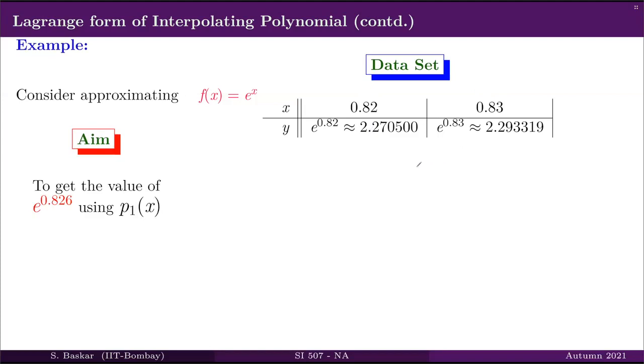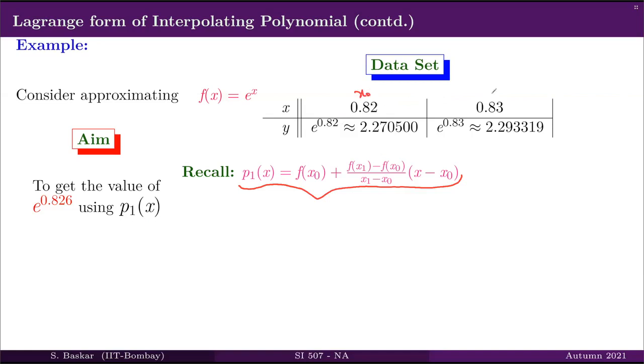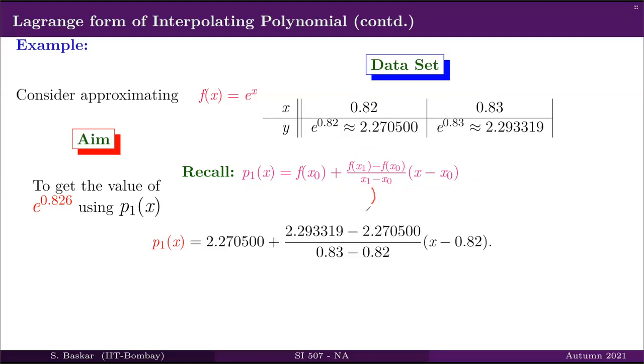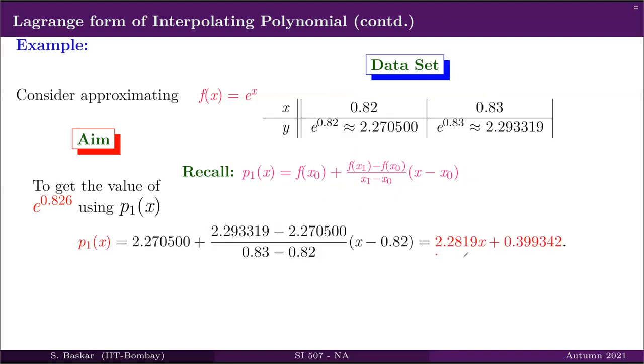Our aim finally is to find the value of e to the power of 0.826, which is lying in between these 2 points, using the interpolating polynomial of degree 1. In the last slide, we have constructed this polynomial more precisely and put it in this form. Now let us substitute x0 is equal to 0.82, x1 equal to 0.83, and similarly f of x0 as 2.27 and so on, and f of x1 as 2.29 and so on into this expression, and we can write it in this form, and that's a polynomial of degree 1, which is given by this.